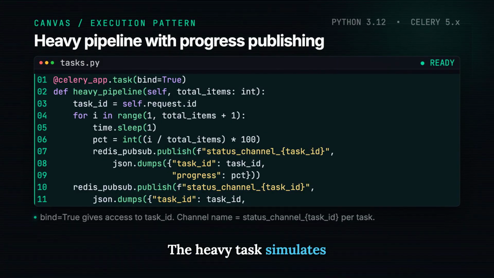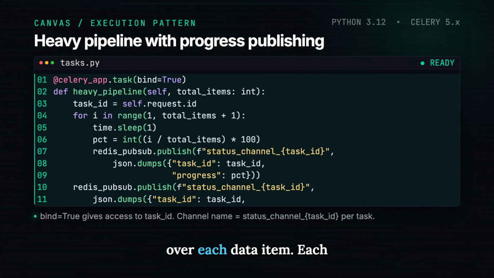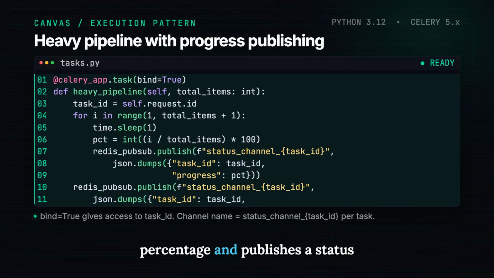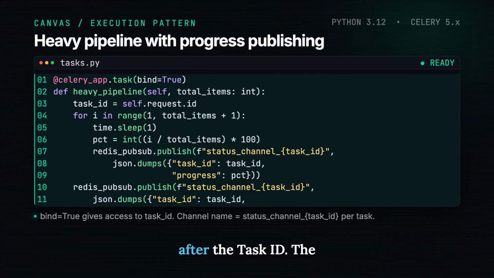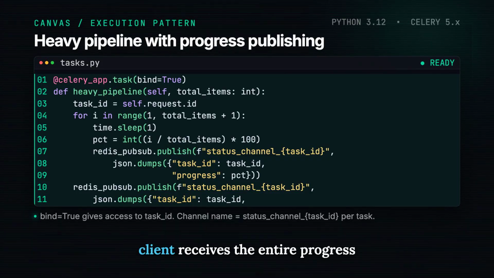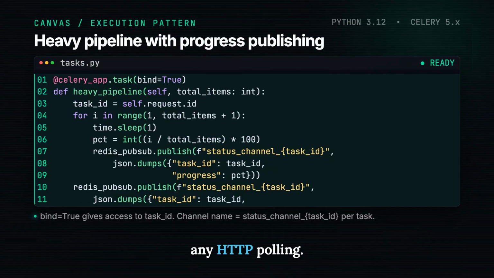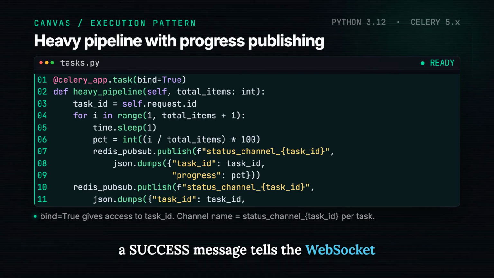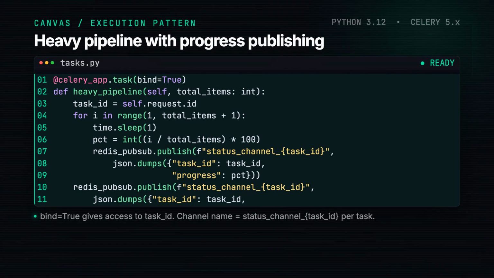The heavy task simulates a processing pipeline that loops over each data item. Each step calculates the completion percentage and publishes a status message through Redis pub/sub on a dedicated channel named after the task ID. The client receives the entire progress stream over WebSocket without any HTTP polling. When the pipeline finishes, a success message tells the WebSocket to disconnect.